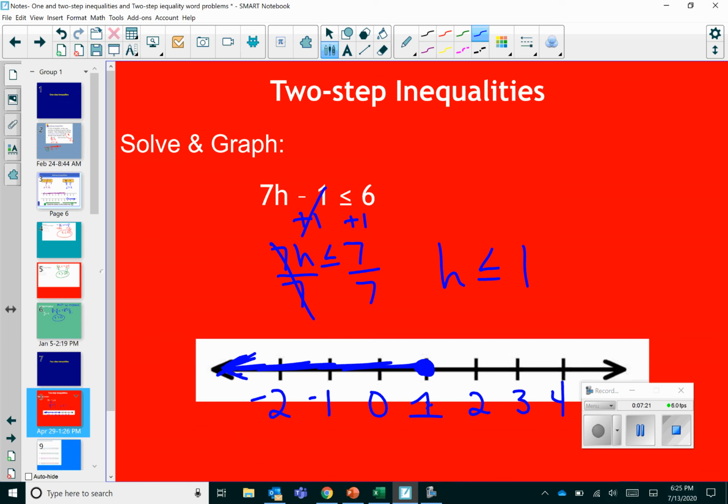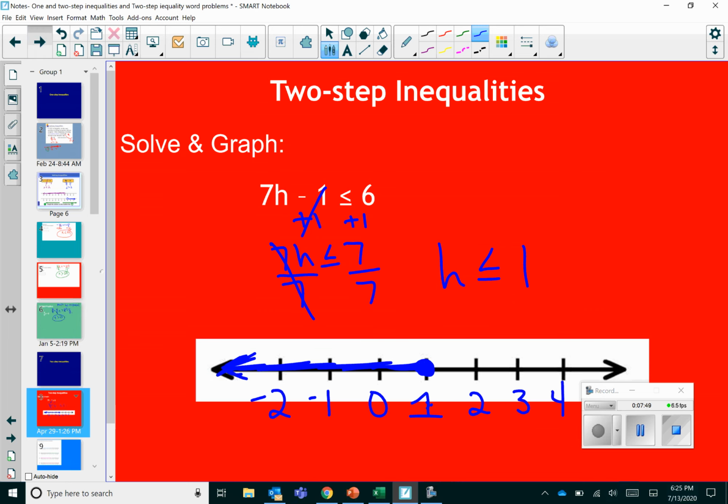So if I were to take 0, since that's included in my graph, and plug it in where h is, 7 times 0 is 0. 0 minus 1 is -1. Is -1 less than or equal to 6? Yes, it's less than, so it's true. If I were to plug 2 in, notice 2 is not in my graph. It's not going to work. 7 times 2 is 14. 14 minus 1 is 13, and 13 clearly is not less than or equal to 6.